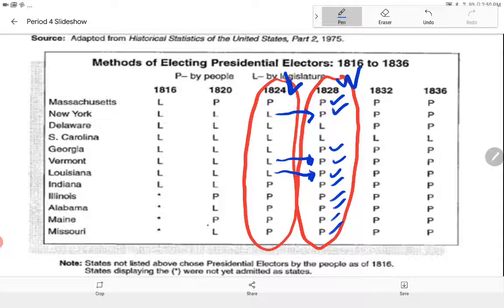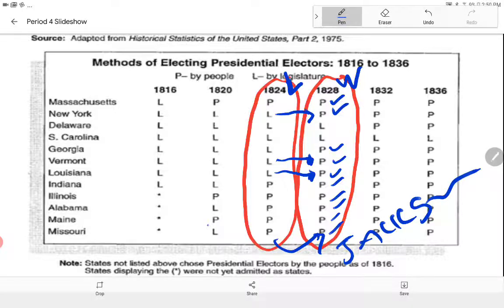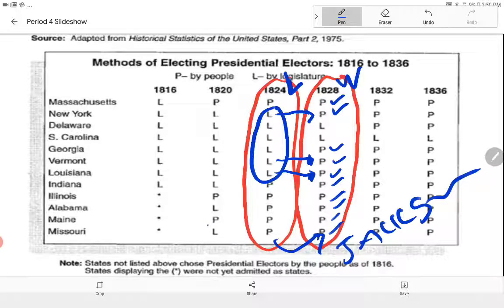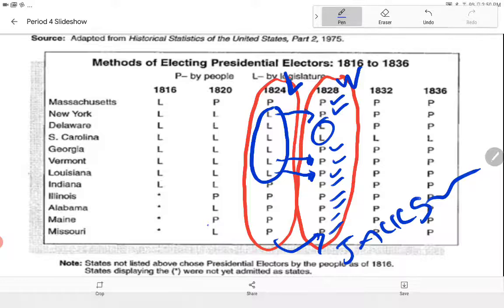So in the original Constitution, your state legislature would go into a room and decide who they were going to vote for president. Now it is people voting for the president. So who is going to benefit if the people are voting for president is Jackson, because he considers himself a man of the people. If you have a bunch of politicians deciding who is going to become president, they will probably pick anyone but Jackson because he really went against their system. So by 1828, only two here have the legislature. It is now a popular vote.